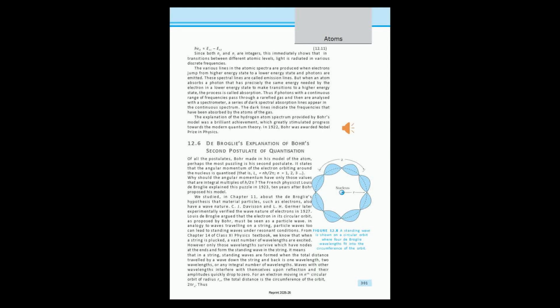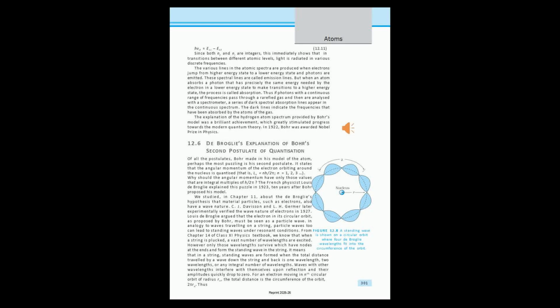De Broglie's explanation of Bohr's second postulate of quantization. Of all the postulates Bohr made in his model of the atom, perhaps the most puzzling is his second postulate. It states that the angular momentum of the electron orbiting around the nucleus is quantized, that is, L equals nh by 2 pi, n equals 1, 2, 3. Why should the angular momentum have only those values that are integral multiples of h by 2 pi?